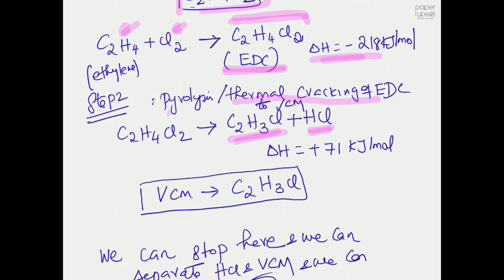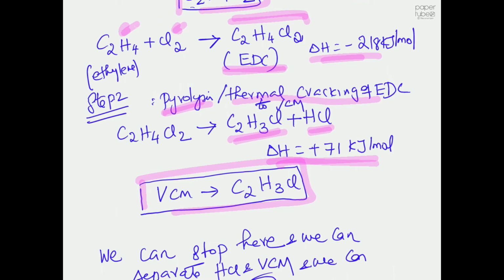So as I said, this is a pyrolysis. Obviously we need to supply the heat. Normally we conduct this at a very high temperature, so that's why you see this delta H is a positive quantity here, 71 kilojoules per mole. I just highlighted again the formula C2H3Cl, that's your vinyl chloride monomer. So that's the product that we want to manufacture, starting from ethylene.